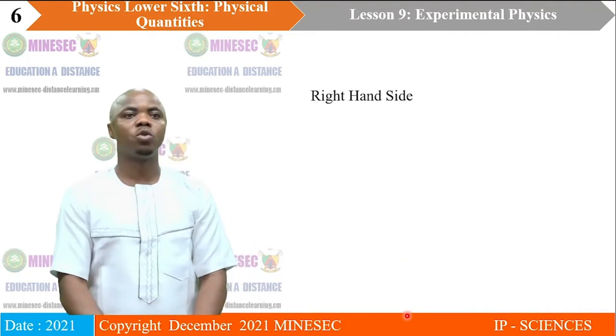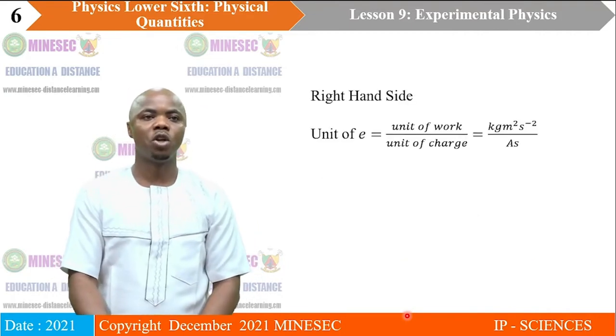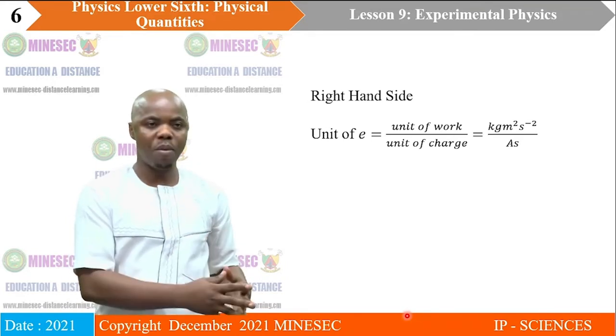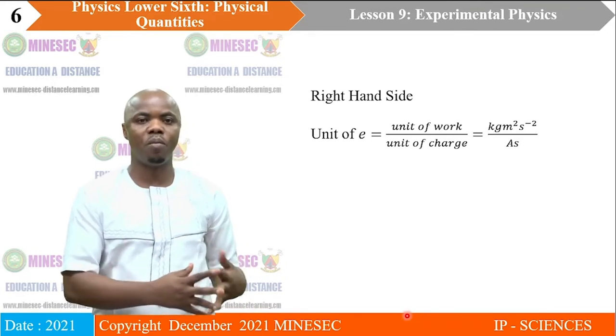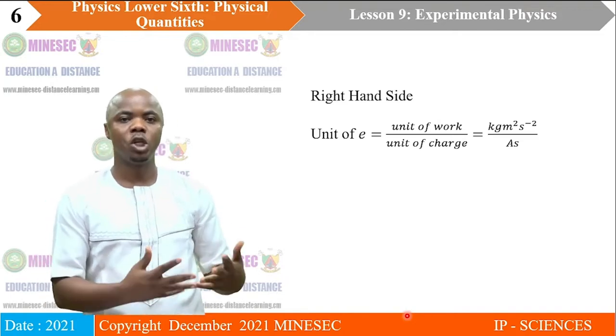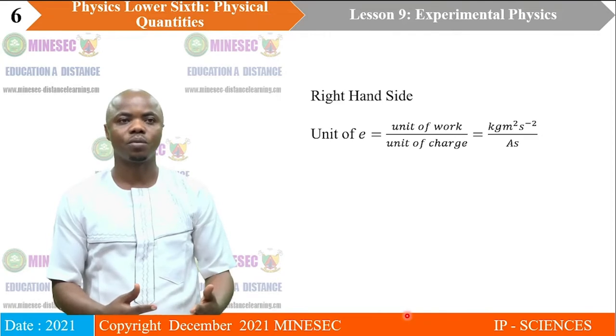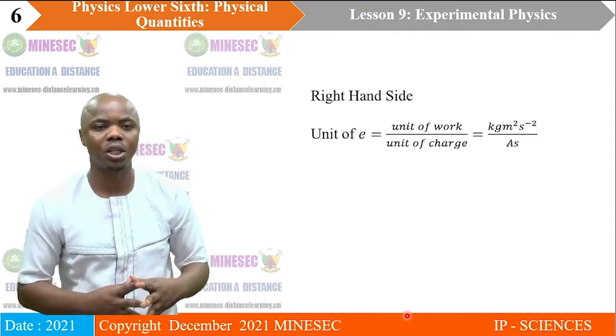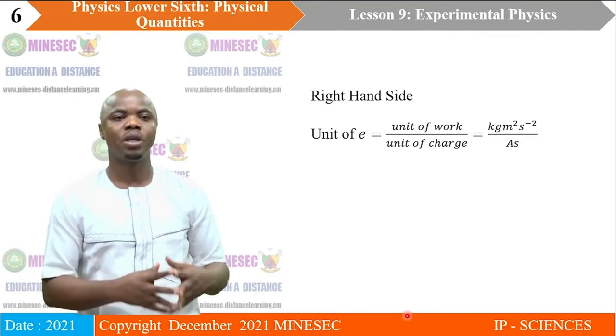The second part was to show that this equation is homogeneous. The right-hand side, what was on the right-hand side? The EMF. How do we define EMF from basic electricity? It is work done per unit charge. What is work done? Work done is force times distance, and charge is current times time.